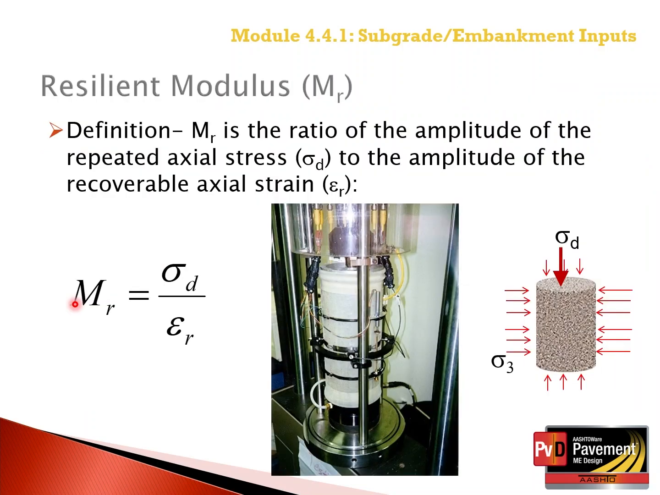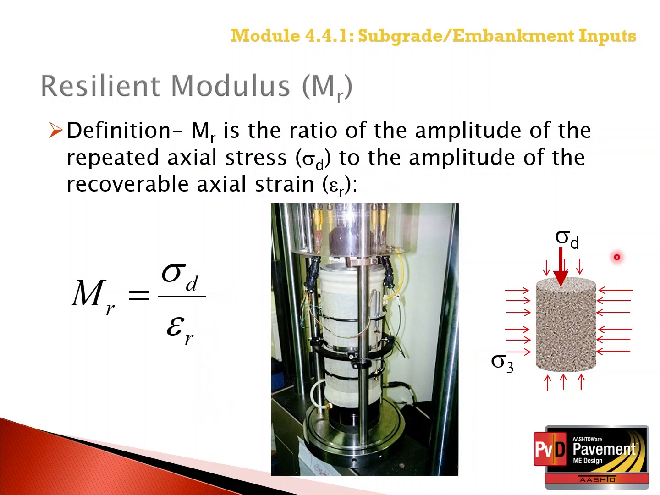So we want to focus on the resilient modulus test itself. The resilient modulus is defined and calculated as the repeated deviator stress applied to the test specimen, divided by the elastic or recoverable strain measured with LVDTs attached to the test specimen. The resilient modulus is calculated as the repeated deviator stress divided by the elastic or recoverable strain.